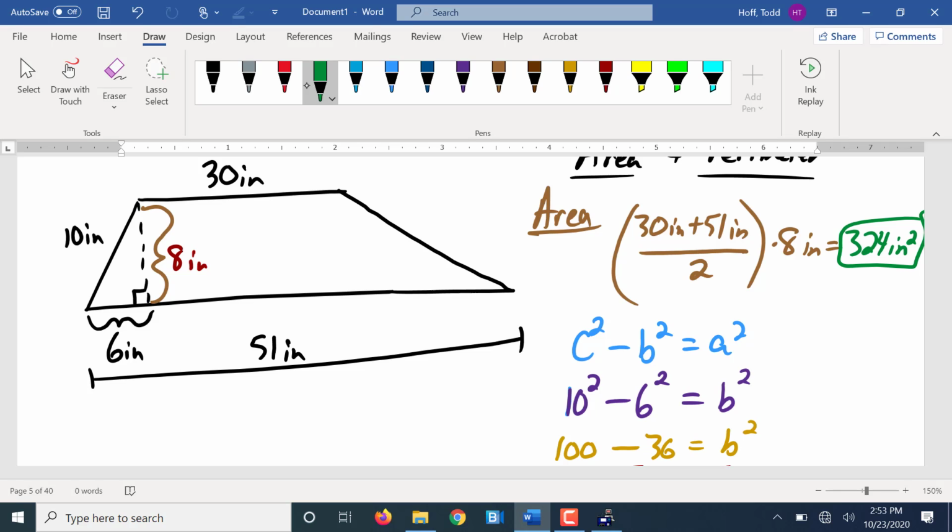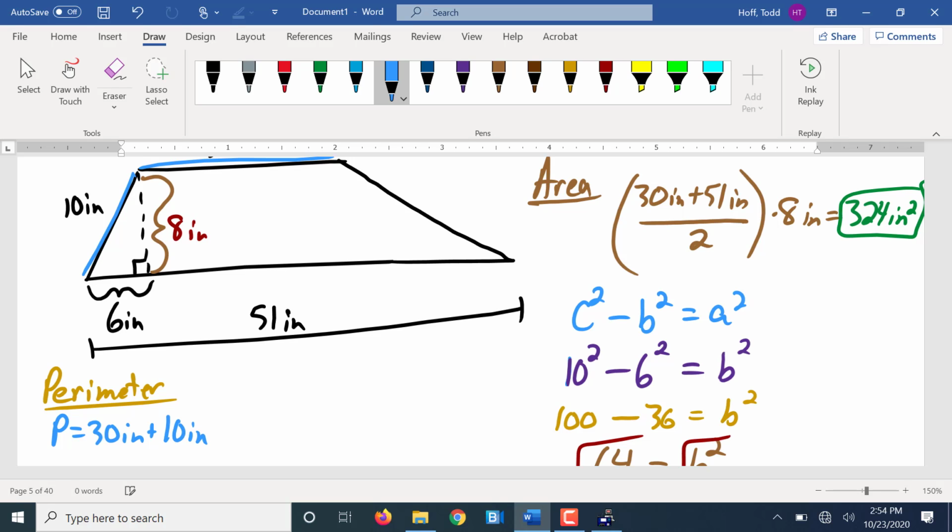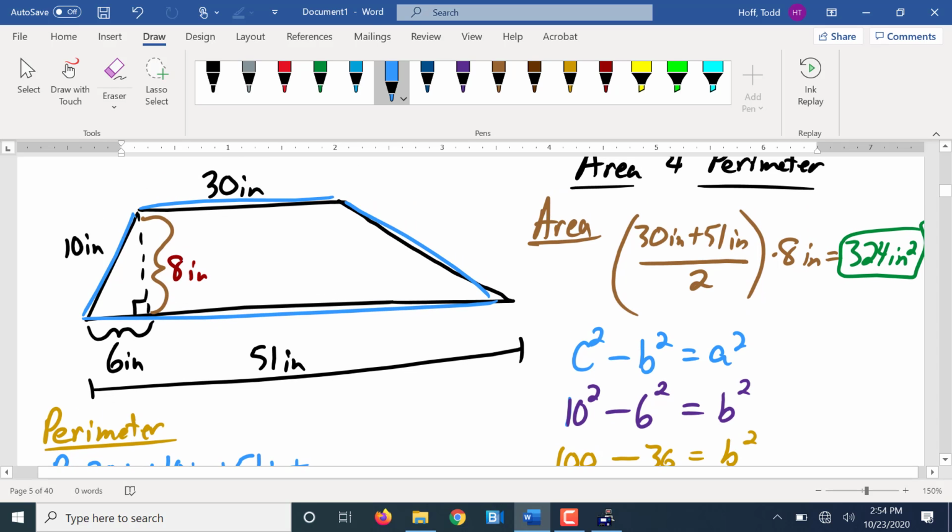For perimeter, well, we're going to add some sides together. We got the 30 inches up here, plus the 10 inches here, plus the 51 down here. We still need that side. What do we know about that side?